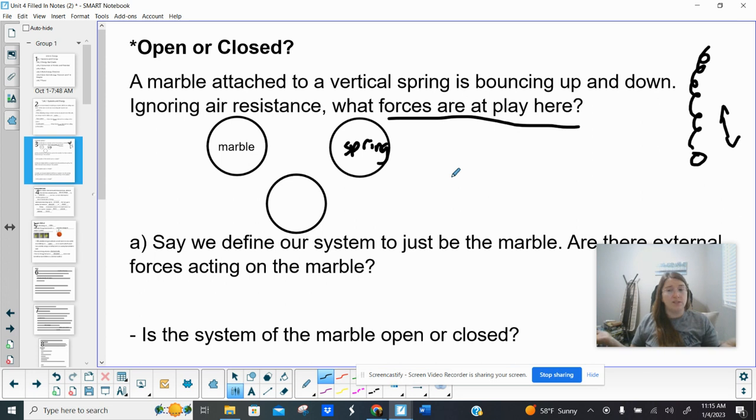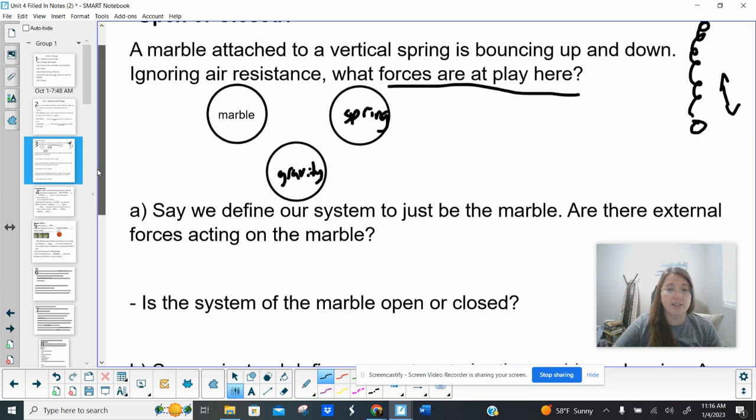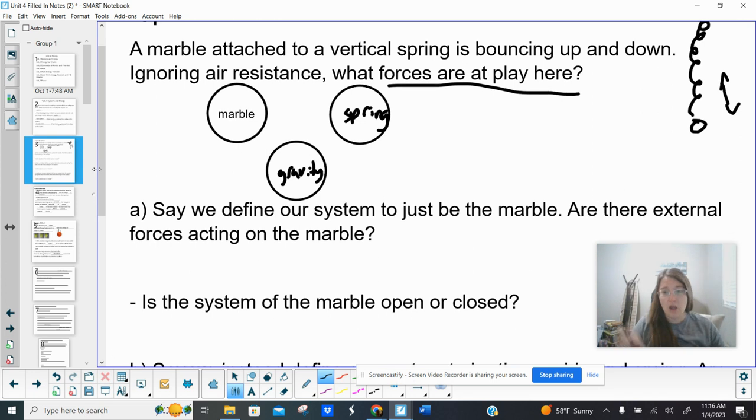So what other force is at play here? Gravity, right? It's up and down. Yeah, gravity is affecting that. So we can say gravity as well. So I have choices for how to define my system. All of these things are at play. Any one of these things is just one thing by itself, but I can include whatever I would like in my system. So it says, say we define our system to be just the marble.